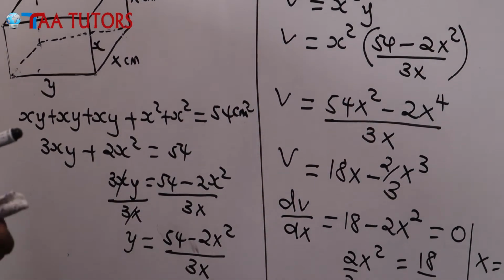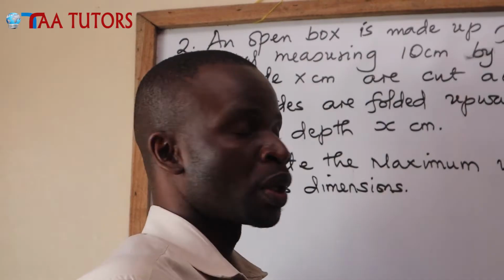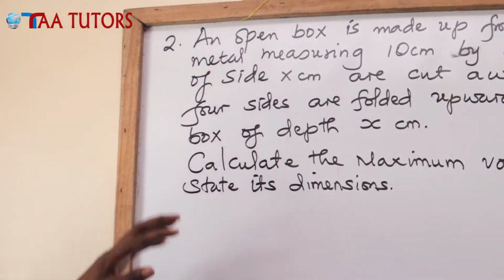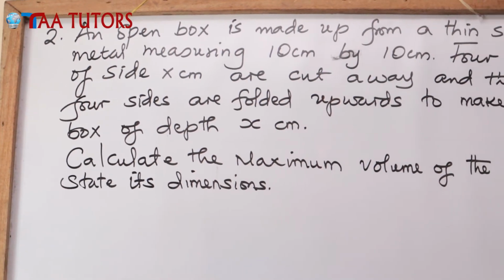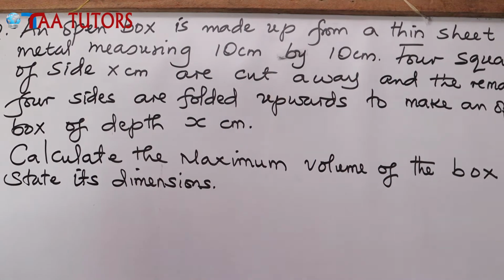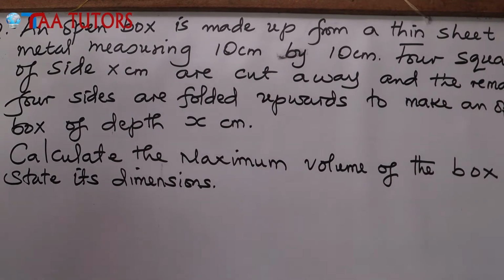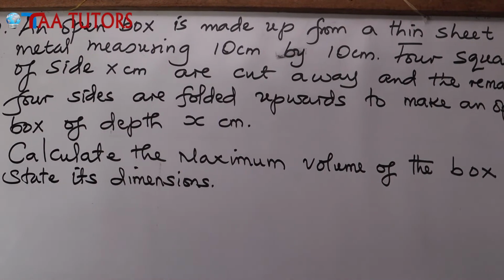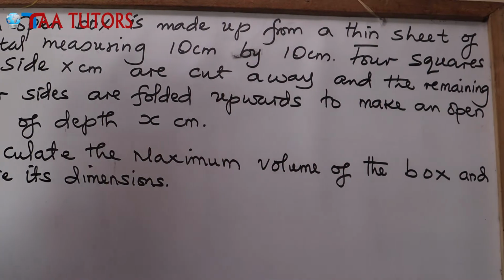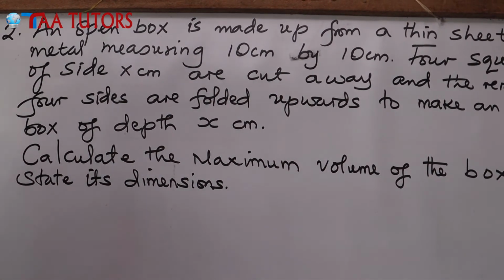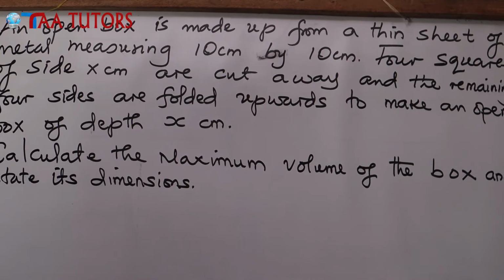Let us go to example 2. Now we have example 2, which is an open box. It is made from a thin sheet of metal measuring 10 centimeters by 10 centimeters. 4 squares of side X are cut away and the remaining 4 sides are folded upwards to make an open box of depth X centimeters. Calculate the maximum volume of the box and state its dimensions.